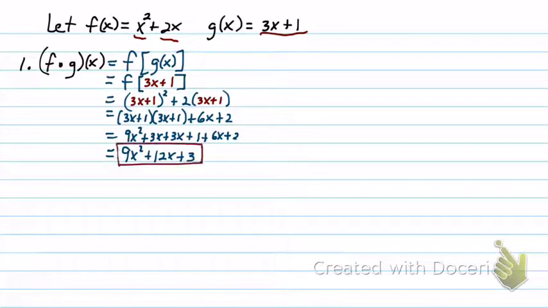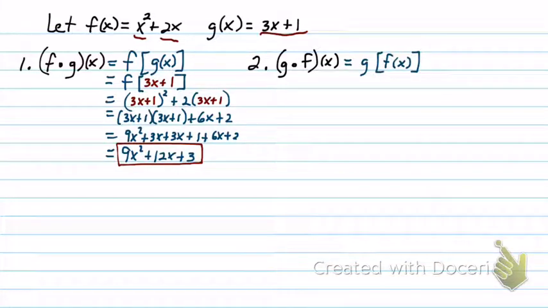Alright, let's do another one here. Let's find g of f of x. So by definition, this means g of f of x. Notice f of x is your inner function here. And we know that f of x is x squared plus 2x. So we're plugging in the function f into the g function.